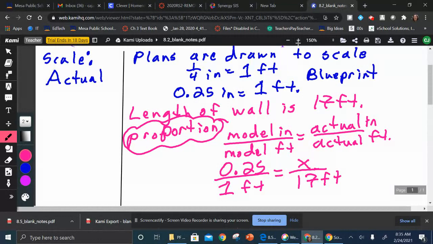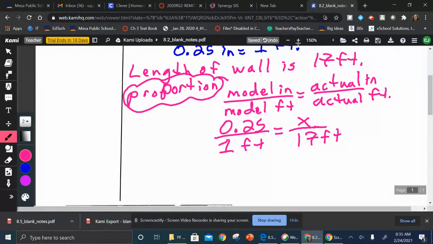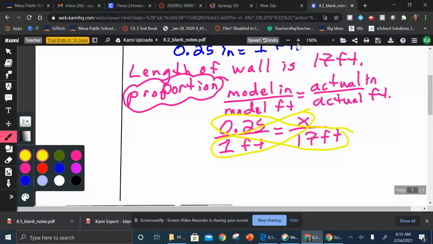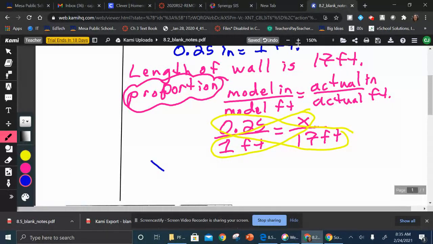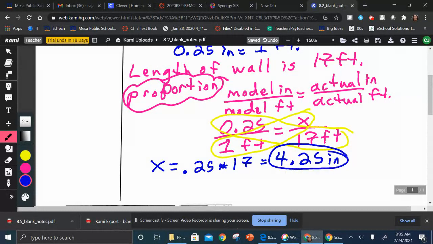So inches over feet is equal to inches over feet, and then we're going to cross multiply. So 1 times x, 1/4 times 17, so we're multiplying. So x is equal to 25 hundredths times 17. So it's 4 1/4 for the length of the wall. So we want to know what's the length on the floor plan.